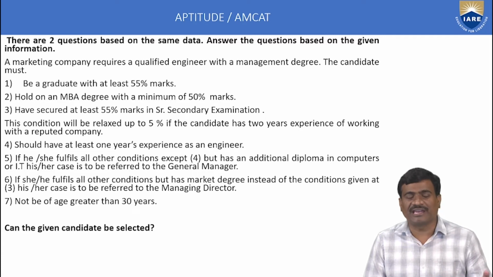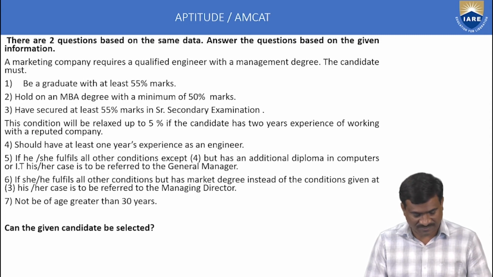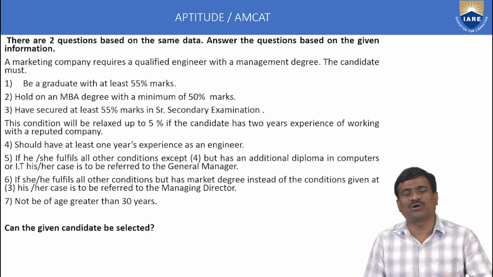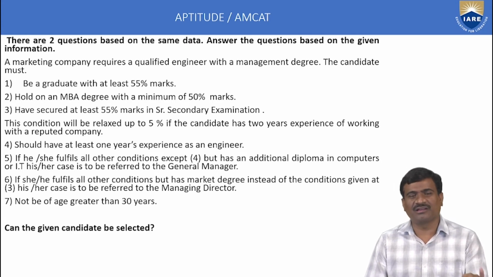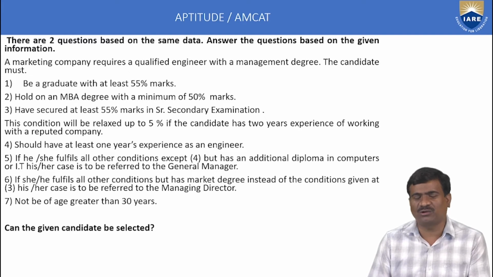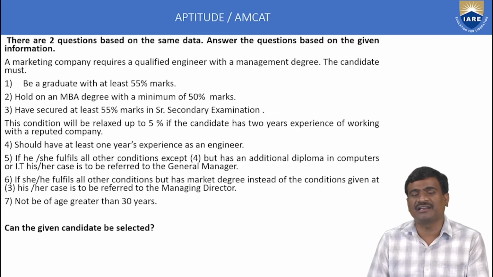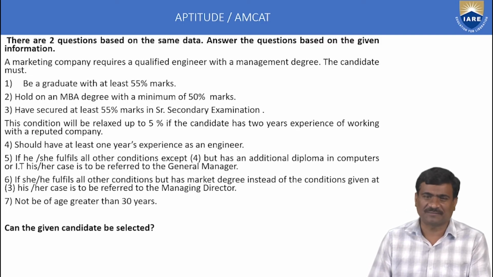Next, seventh note, age not to be greater than 30 years. Maximum age less than or equal to 30. Conditions: first, age less than or equal to 30. Graduate 55 percentage. Postgraduate MBA 55 percentage. Intermediate 55 percentage. But for experienced candidates only 50 percentage. If these conditions are satisfied, then the answer is the candidate is to be selected, otherwise not selected.